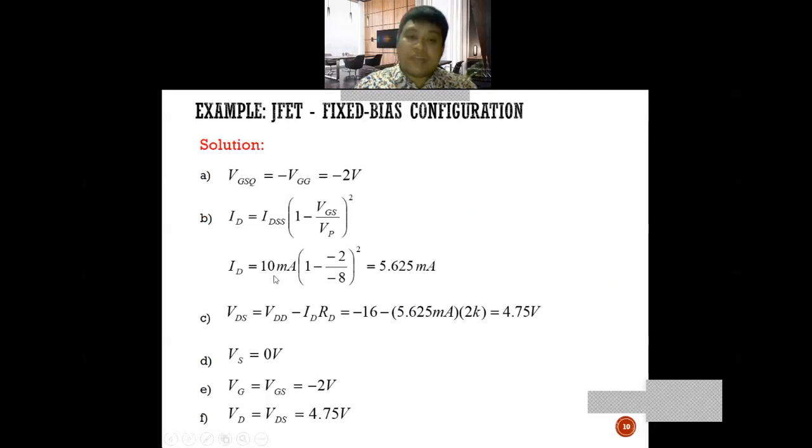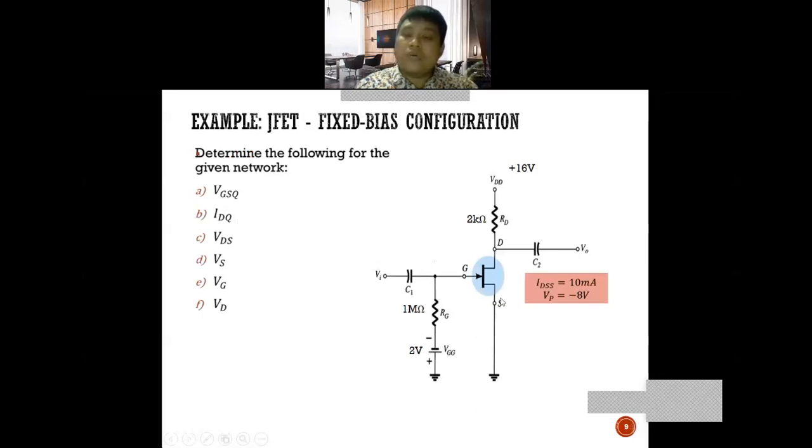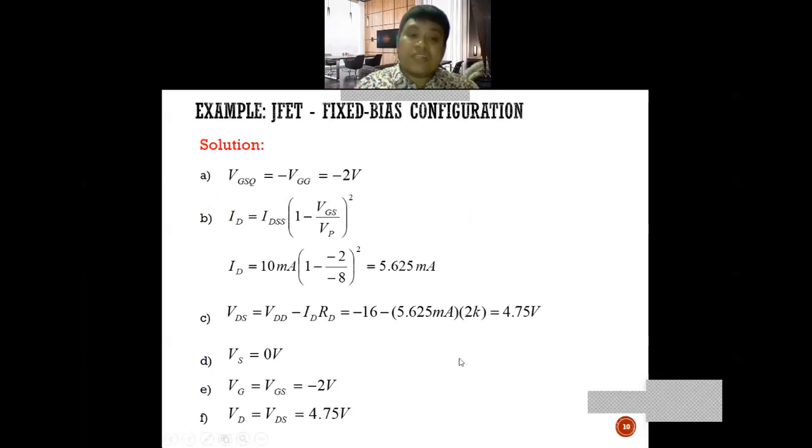So how about VS? VS equal to 0 volt. Why do we call it 0 volt? Because at the source there is no resistor. If you see no resistor, automatically VS equal to 0 volts. So VG, what is VG? VG equal to VGS equal to negative 2 volts, and VD equal to VDS equal to 4.75 volts.